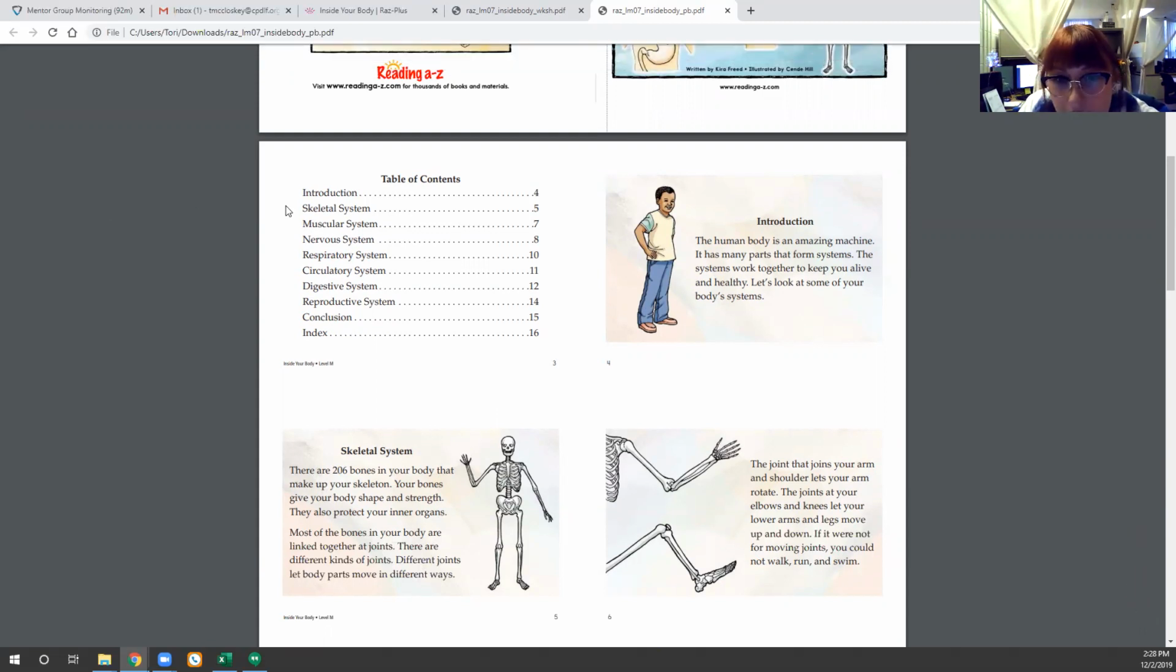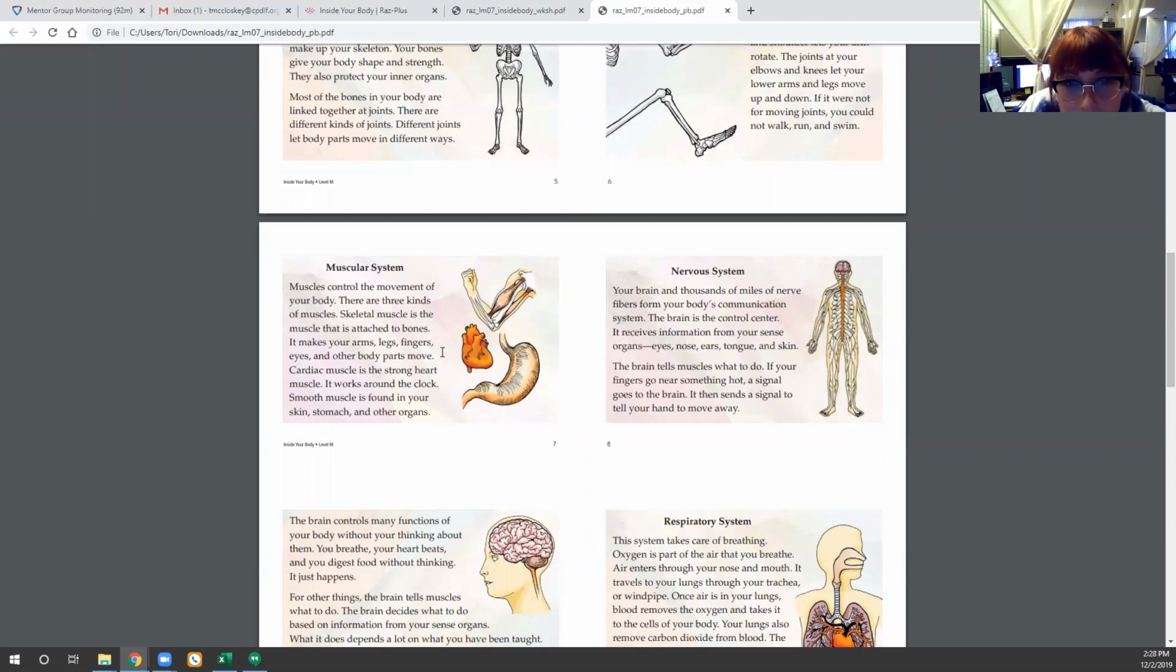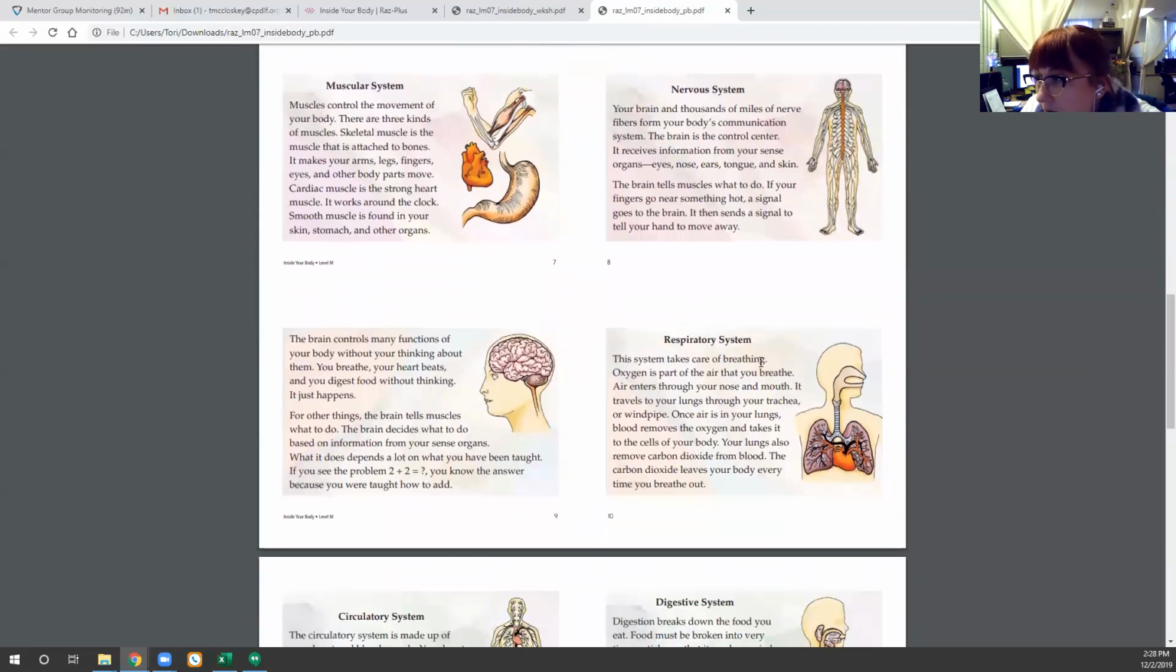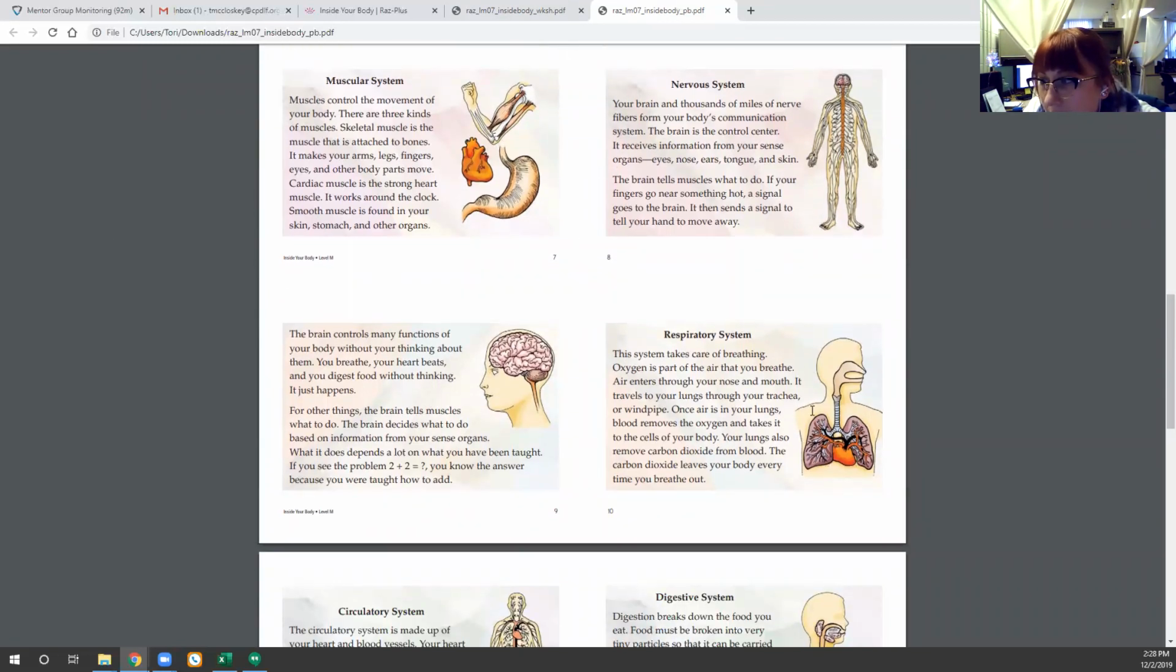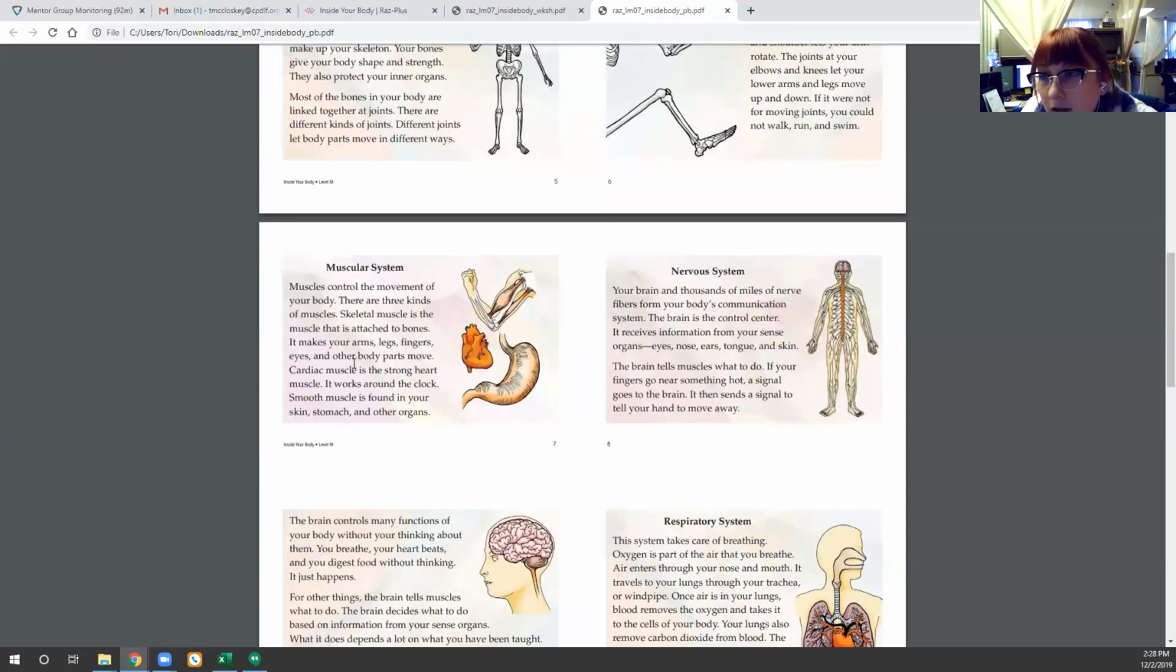So let's look at the muscular system. This one right here. So the main idea is the muscular system, and this paragraph is the details of the muscular system. Now let's look at the respiratory system. What is the main idea of this section? What are the details? Can you name 3 kinds of muscles in the body from the details in this section?